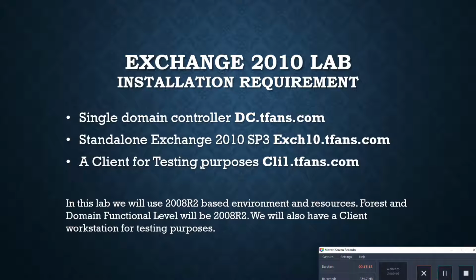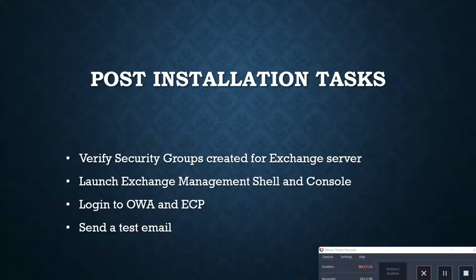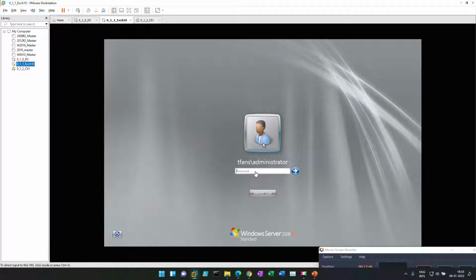Since Exchange has now been installed, let's see what we have in our checklist. This is the prerequisite and this is installation. Now we have the post installation tasks. We have already verified the groups created for Exchange server in Active Directory. Now we'll go ahead and launch Exchange Management Shell and console. Also we'll log into OWA and ECP and send a test email using OWA. So let's get back to the Exchange server and verify those things.